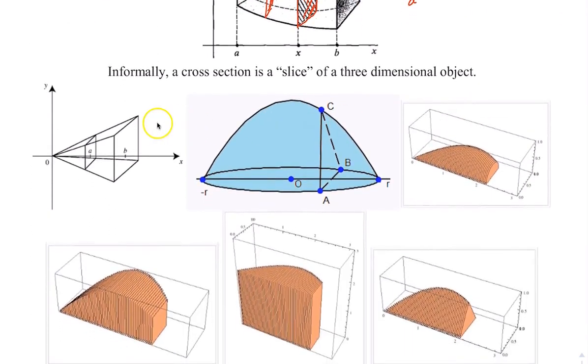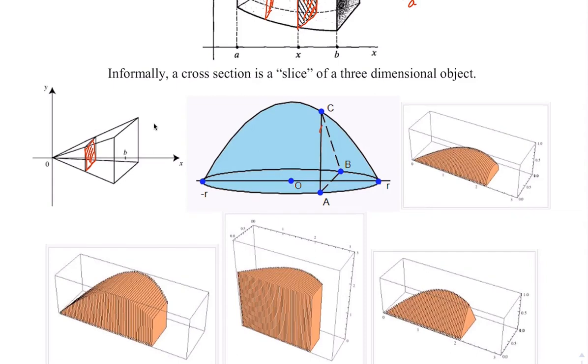If you get a picture like this, here's a little cross section for that pyramid. If we integrate that from 0 to b, we end up getting the whole volume, because all you're doing is filling it up. You fill up the area right there, and there, and there, and you get the volume of the whole thing.